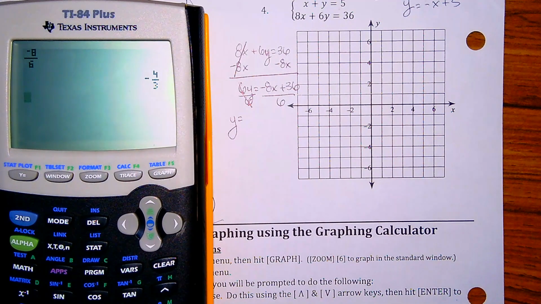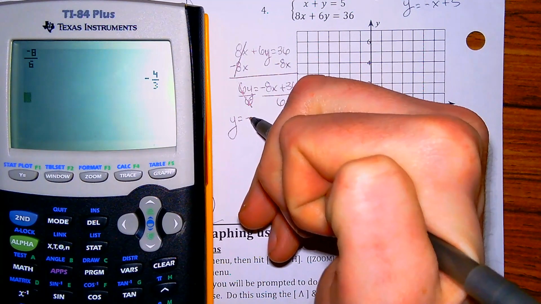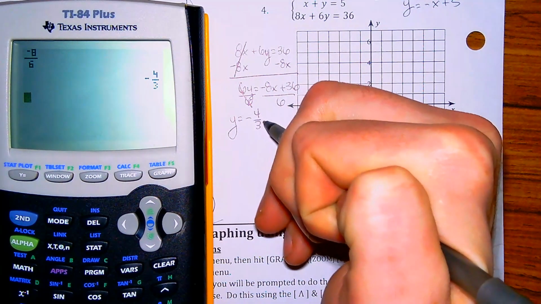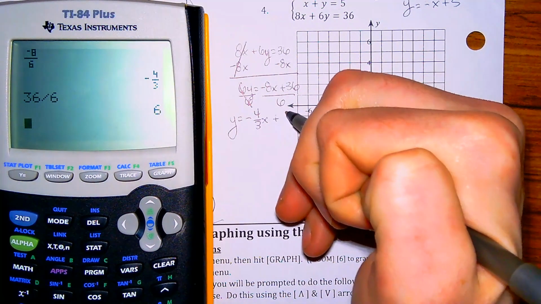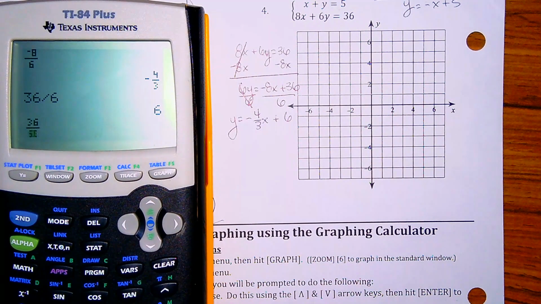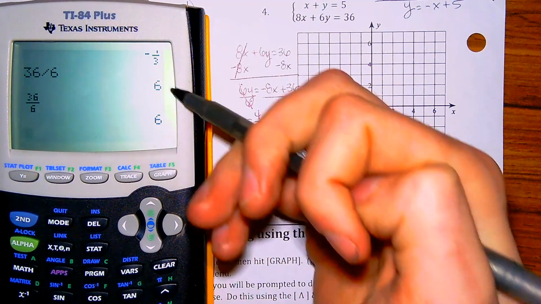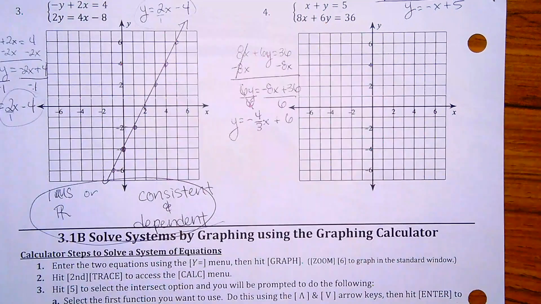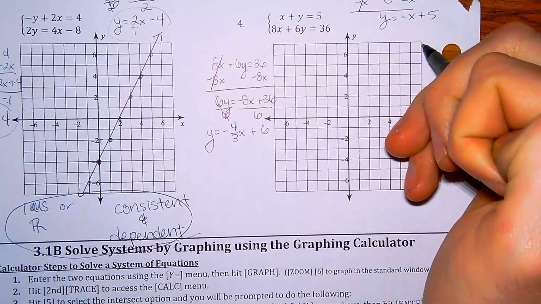We won't need it for this. I only want to have my fractions because I'm going to be using rise over run, so it's more helpful. So this is going to reduce down to negative 4/3 x, and 36 divided by 6 should give me 6. This also works the same way if you wanted to do alpha y equals and do 36 over 6. It also reduces to 6 either way, okay? But it'll give me my fractions rather than decimals. So, this is my equation. That is my other equation, okay?